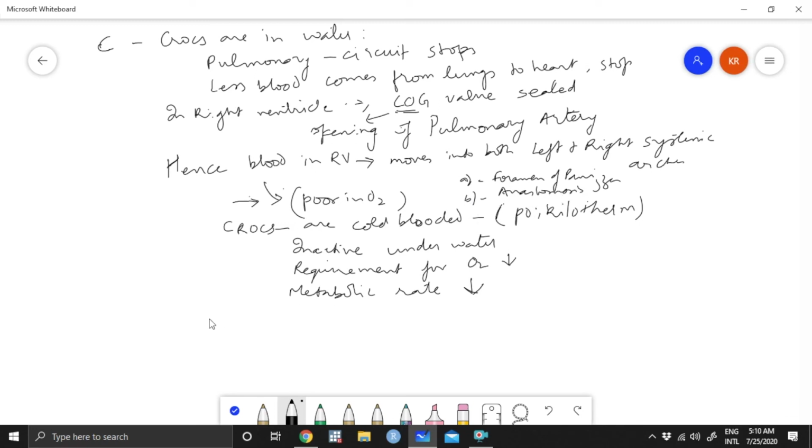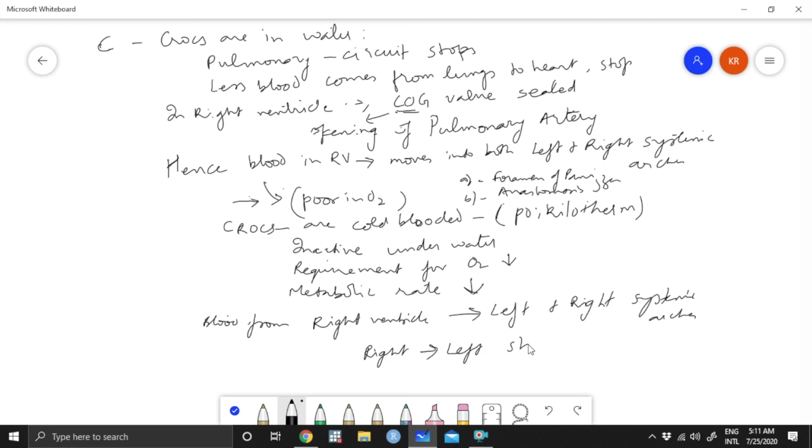So in other words, blood from the right ventricle is forced into left and right systemic arches, isn't it? That means to both the sides. So this is called a right to left shunt, SHUNT.